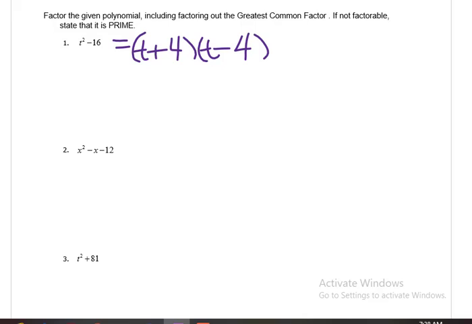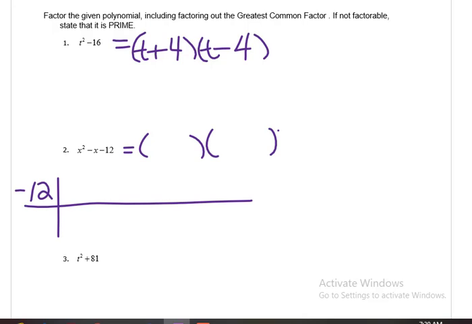Number 2, x squared minus x minus 12. Number 1, it is already in descending order. Number 2, there is no greatest common factor to take out. Since the lead coefficient is a 1, meaning the first term is just an x squared, I'm going to create my answer area, and I'm going to look for the factor pairs of negative 12 that add to a negative 1. And I see them right away.